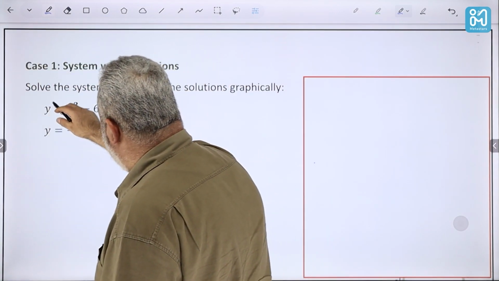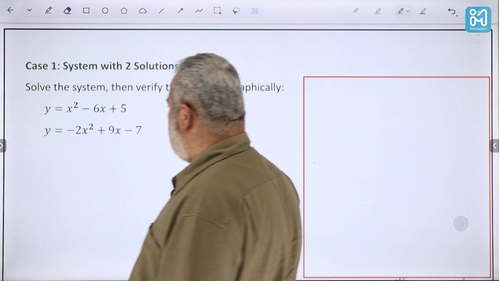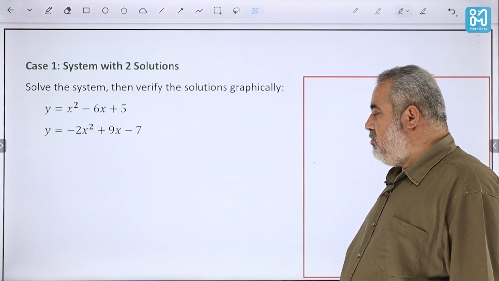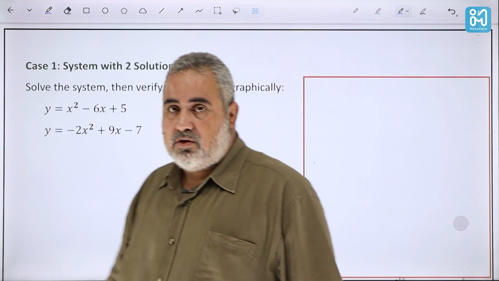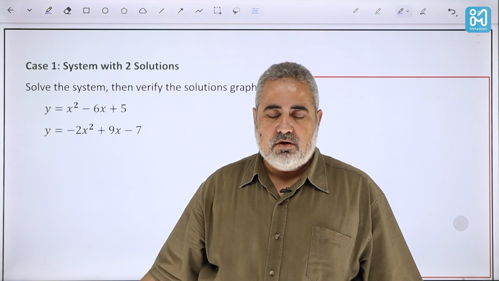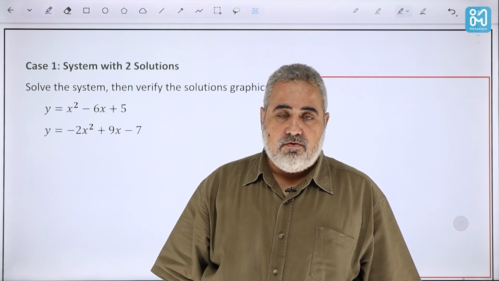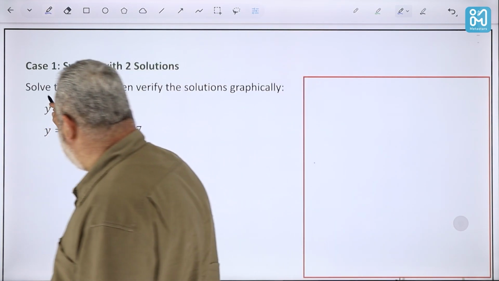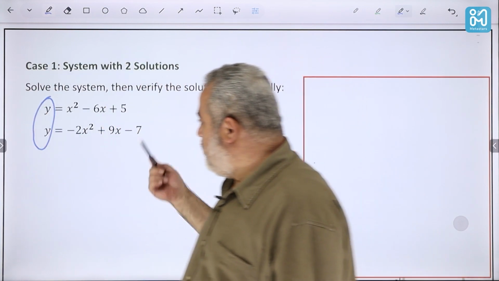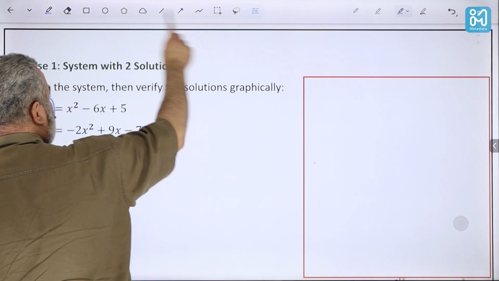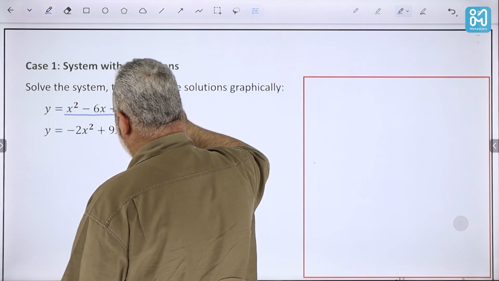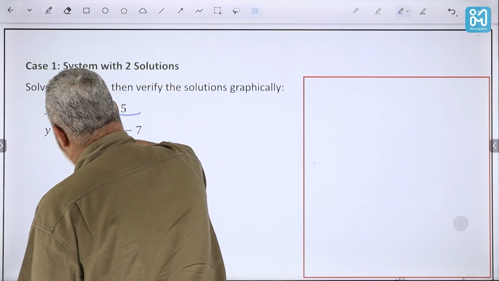Now, we have two equations, y equals x squared minus 6x plus 5 and y equals negative 2x squared plus 9x minus 7. We can solve it in two different algebraic ways, substitution and elimination. I prefer to use substitution since the right side is equal, then it's a must that the left side is equal. So what does that mean? It means that we substitute y equals x squared minus 6x plus 5 here.